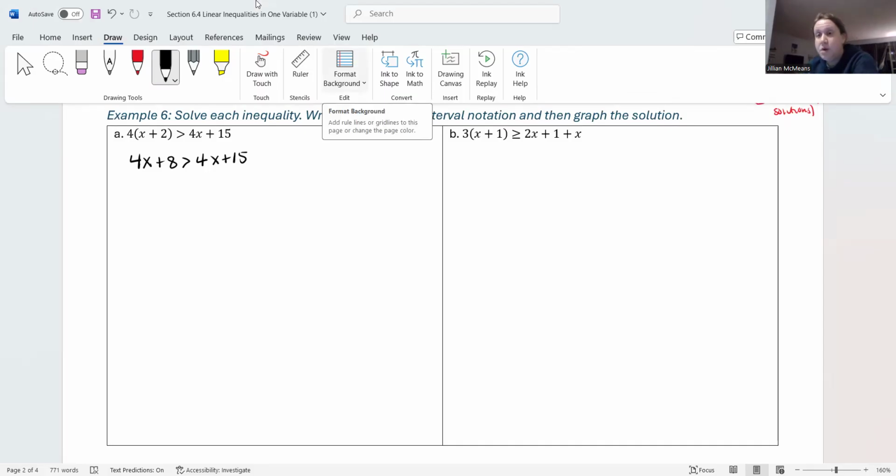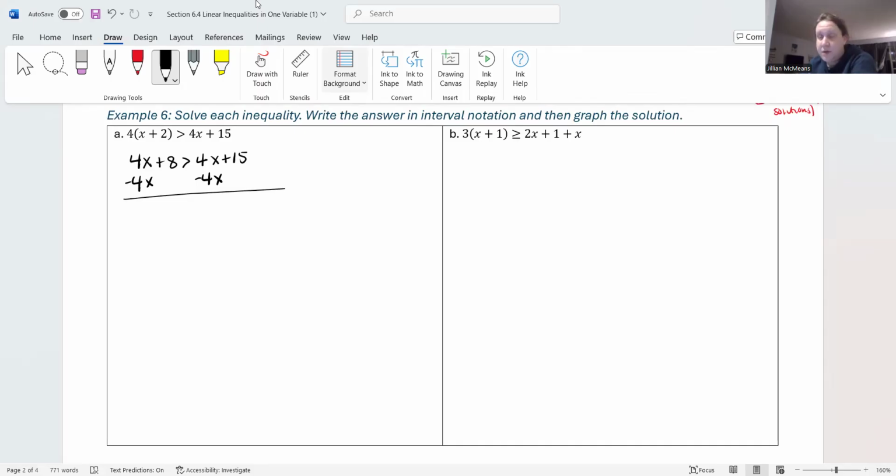So what we want to do is we want to get the 4x from the right. We want to move it to the left. So we've got a positive 4x. How would I move a positive 4x? Well, I would subtract it. So I want to subtract 4x from both sides.